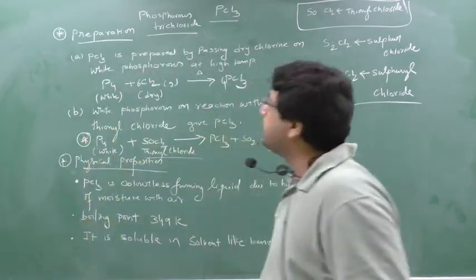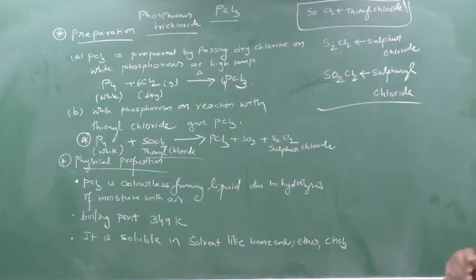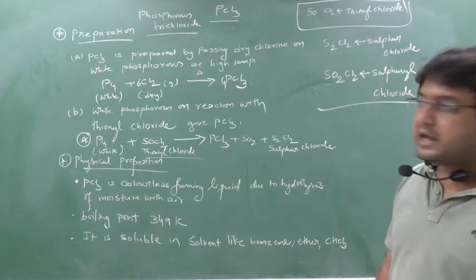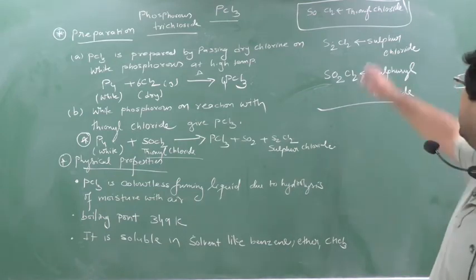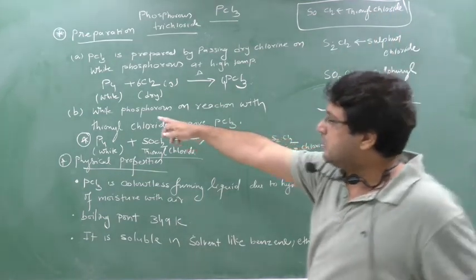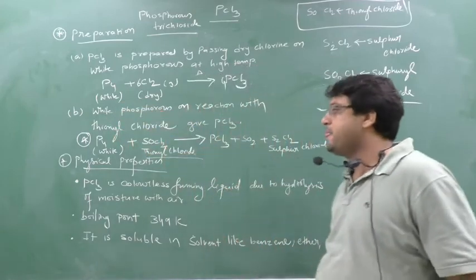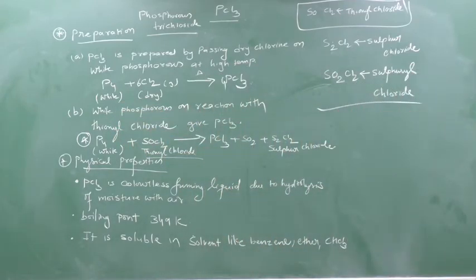So these are the two main important preparations of phosphorus trichloride. One you are preparing directly from white phosphorus by passing dry chlorine gas, and another preparation is passing thionyl chloride. In both the preparations we are using white phosphorus only. Clear? Now next, the physical properties.